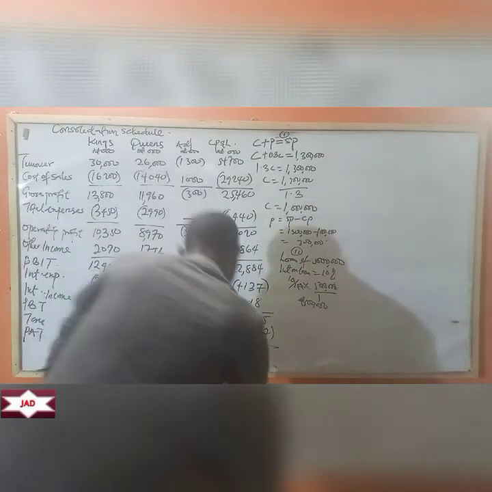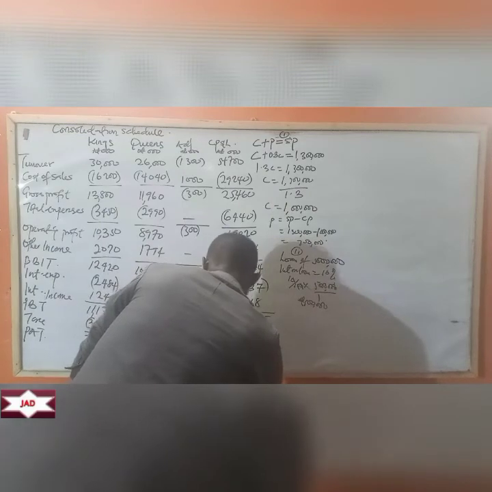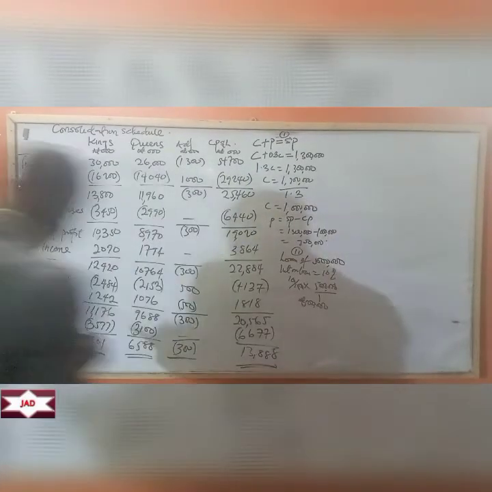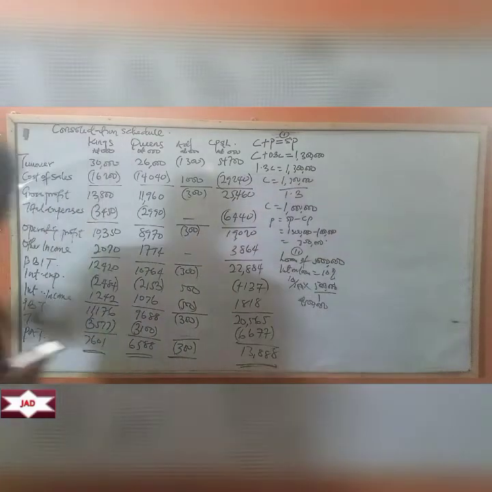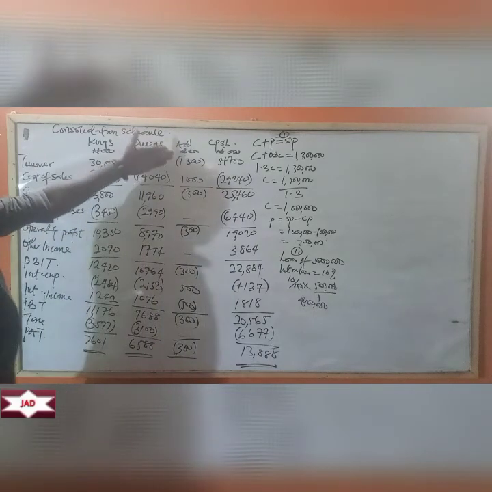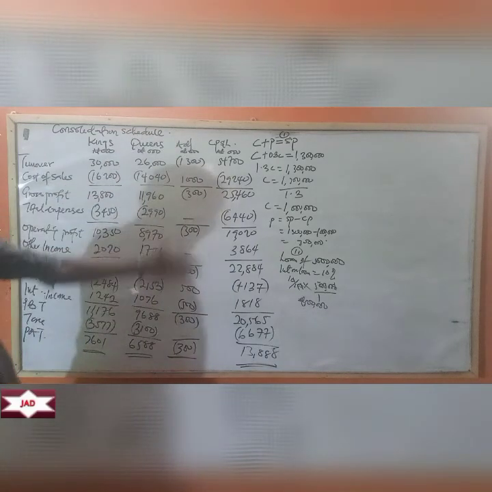We have 13,888. Okay, so let's go. We have 7,601 plus 6,588, so minus 300 there. So that's 13,888 there. At this level, we have the profit after tax. With this, we have just two adjustments basically: intragroup sales and interest on intragroup loans.